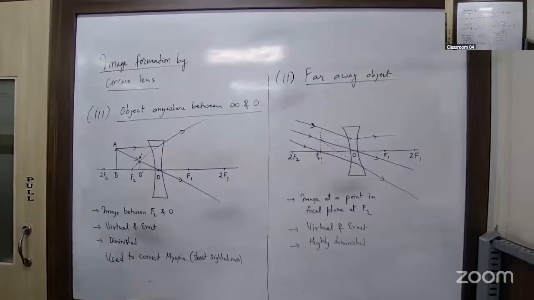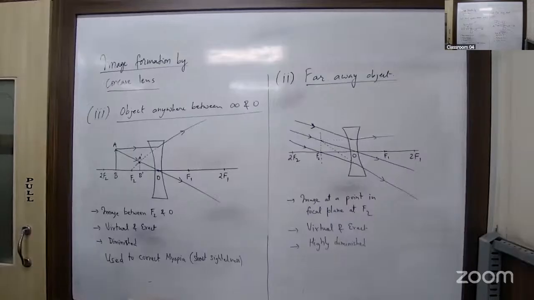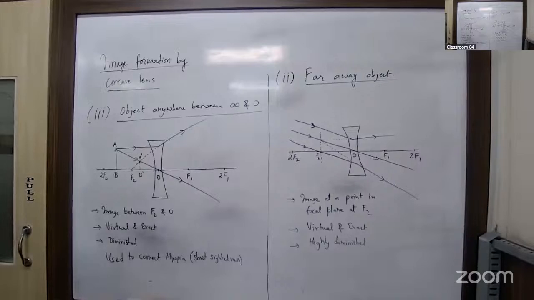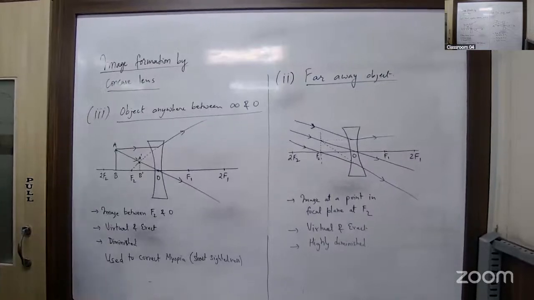Then there is a small table of difference between image by convex lens and image by concave lens. Just take 2 minutes to go through it. It is also in the volume, on page 93. Page 93 of the volume, this difference is given.